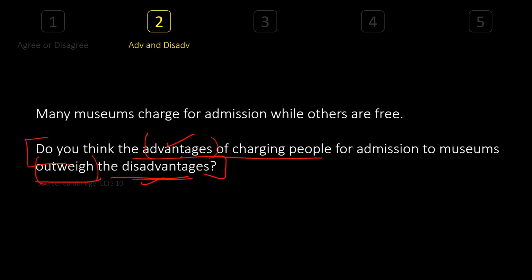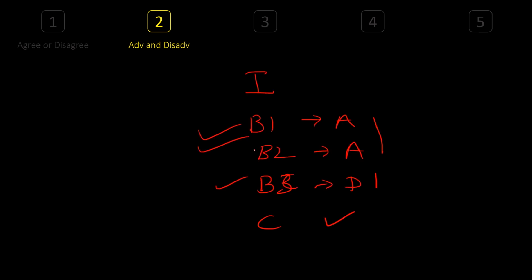What if I change the wordings? Do you think the disadvantages of charging people for admission to the museums outweigh the advantages? In that case, if you want to say yes, advantages are great, then you have to say no. Disadvantages are less than the advantages, or disadvantages don't outweigh the advantages. That means advantages are more. So read the question very carefully, understand the structure, see where the outweigh word is used. Based on that, create your answer or create a structure.